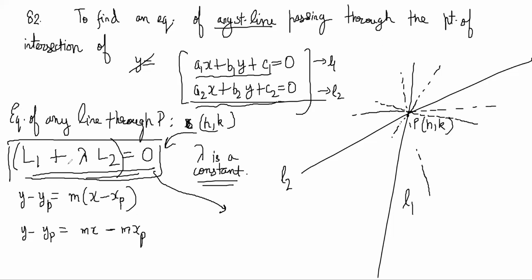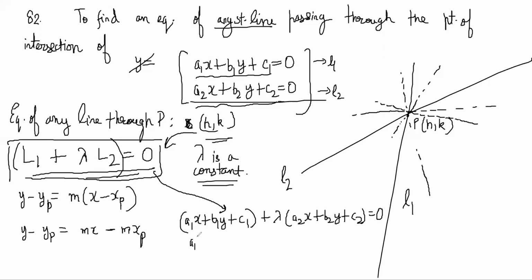This L1 plus lambda L2, if you put P(h, k) into it, then it should be equal to 0, no? Because any line through P should satisfy the point P(h, k), right? Okay. So now you should notice that (h, k) lies on L1, so L1 is 0. So if you write a1x plus b1y plus c1 plus lambda into a2x plus b2y plus c2 is equal to 0, right?